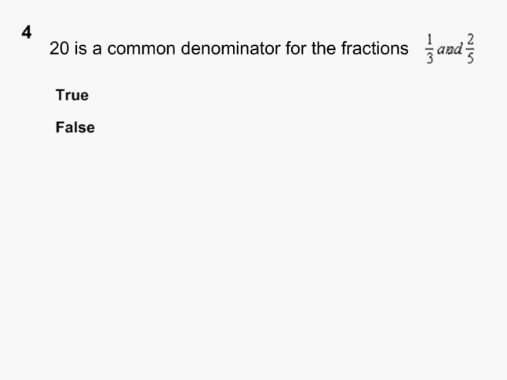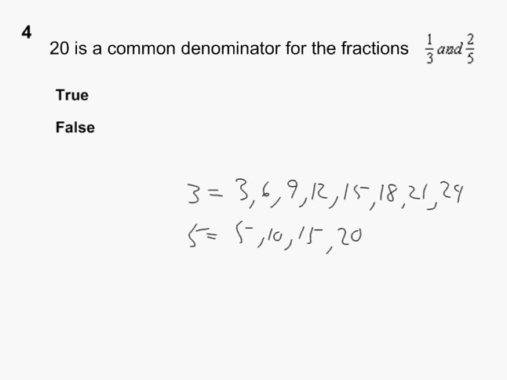Question 4 says 20 is a common denominator for the fractions 1/3 and 2/5. If we look at the multiples of each, if I use 3 and 5, I can clearly see by looking at the multiples that they don't share 20 as a common multiple, and therefore the answer would be false.